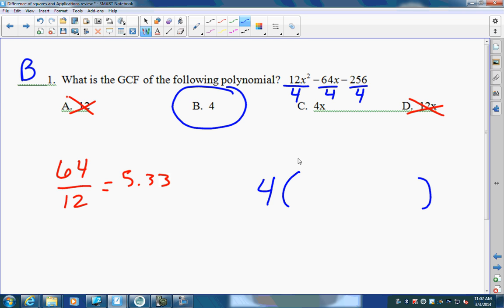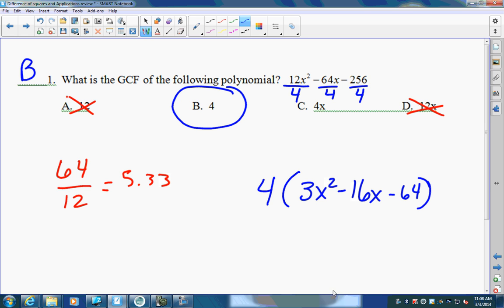12 divided by 4 is 3x squared. 64 divided by 4? I don't know. What is that? No, 64 divided by 4 is 16x. And then 256 divided by 4, you said is 24? Oh. Sorry, well, you were guessing. Silly goose, don't do that.